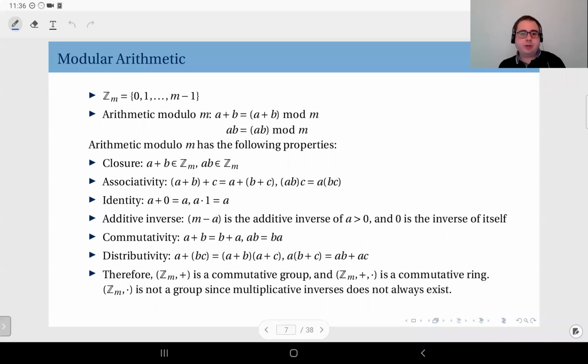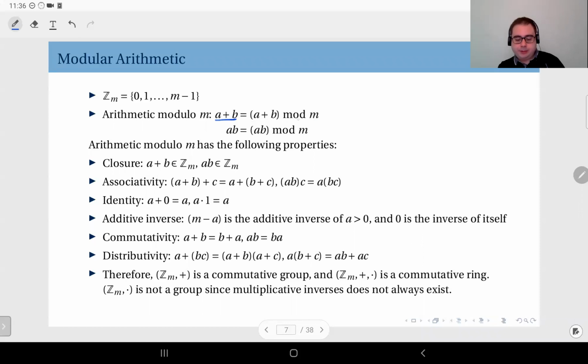So for instance, modular arithmetic on, let's say, Z3 is defined on the set 0, 1, 2. Or arithmetic modulo 5 is defined on the set 0, 1, 2, 3, 4. Of course, the elementary operations here are addition and multiplication. In arithmetic modulo m, as we have seen, addition corresponds to modular addition.